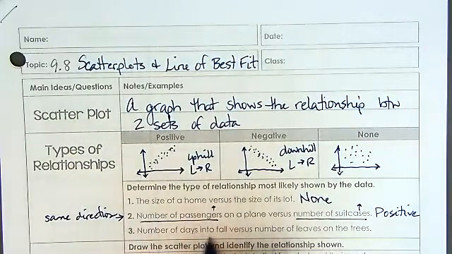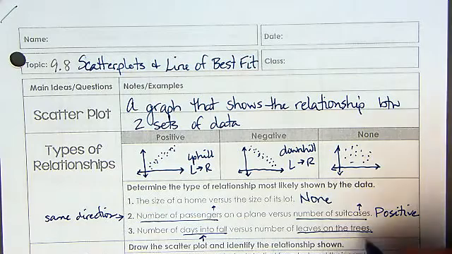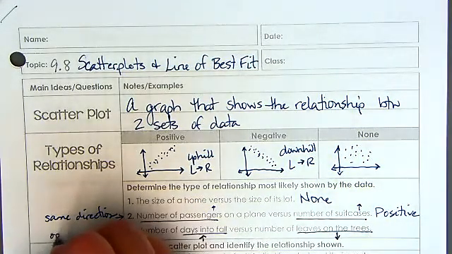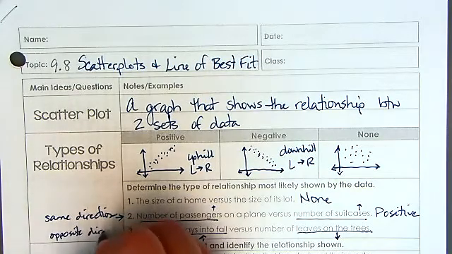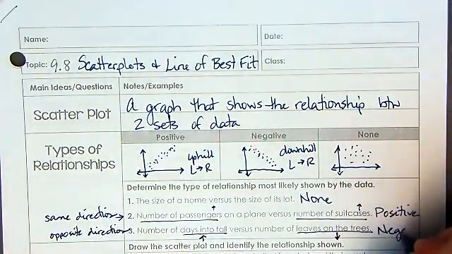Number of days into fall versus the number of leaves on the tree. So the number of days into fall, that's going to go up, but the number of leaves on the tree, as we get closer to winter time, actually goes down. So this is opposite directions. Opposite direction. So therefore, this is negative.